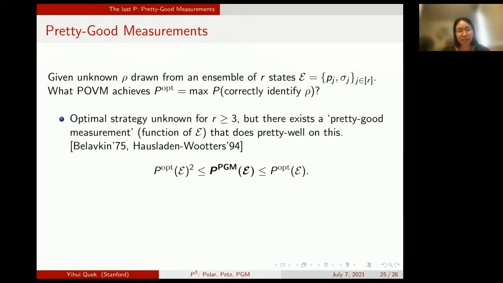Or rather, it's almost the answer to this question. It's a pretty good answer to this question. And it's pretty good in the sense that we actually don't know what POVM is optimal for more than three states. But if we apply the pretty good measurement, that actually gives you an almost optimal success probability, in the sense that it's at most quadratically worse than the optimal success probability.